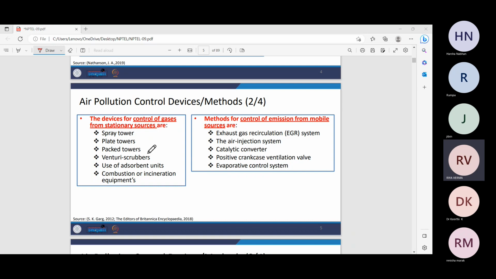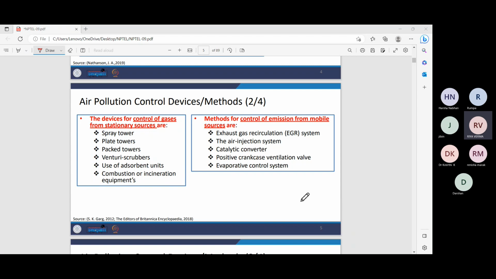So the devices that are used to control the gases from the stationary sources: first is the spray tower, then we have plate towers, then packed towers, venturi scrubbers, then some adsorbents are also used to control the gases. And also we have combustion or incineration equipment, with which we can combust those gases and then remove them, or they can form precipitates and be removed by that process.